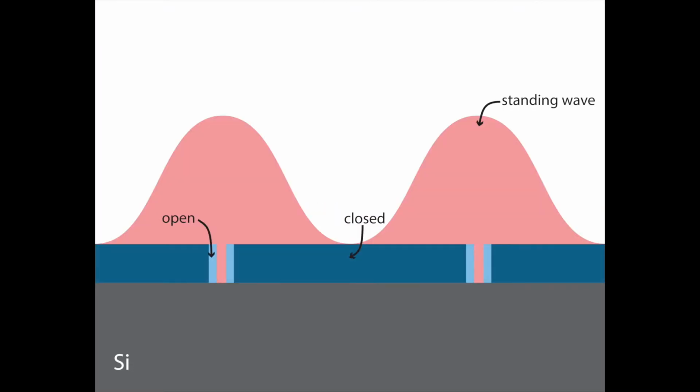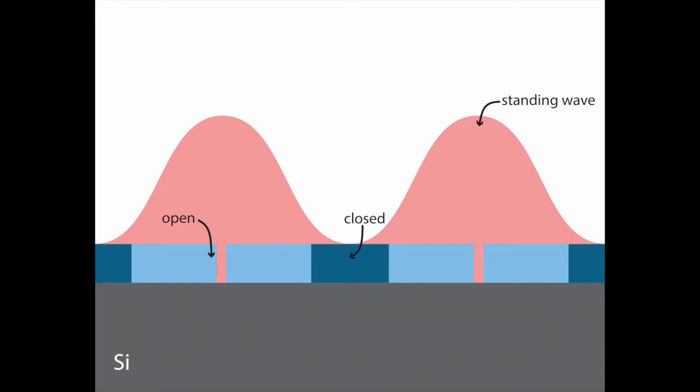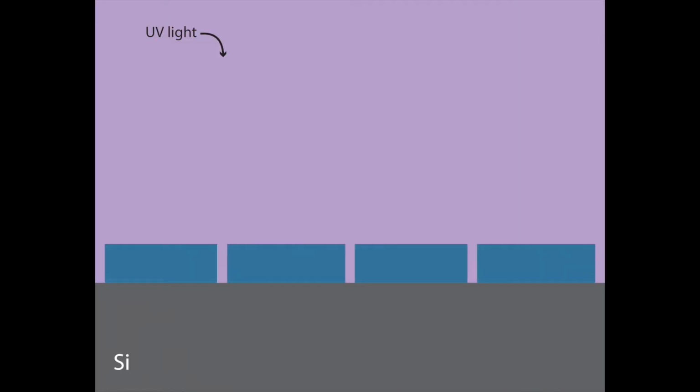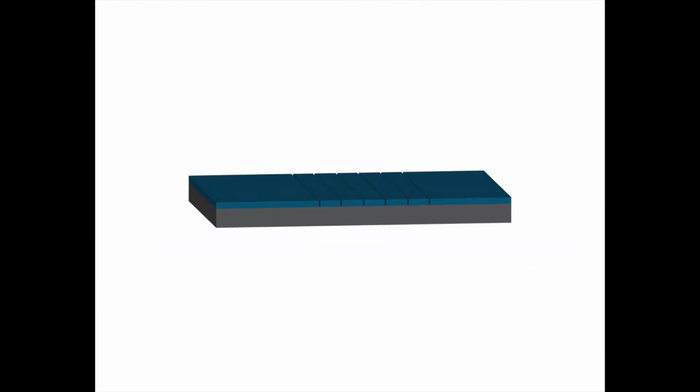The remaining molecules are converted back to the closed ring isomer, and the sample can be translated to prepare it for further exposures and dissolutions. The final result is a complex array of non-diffraction limited nanoscale features.